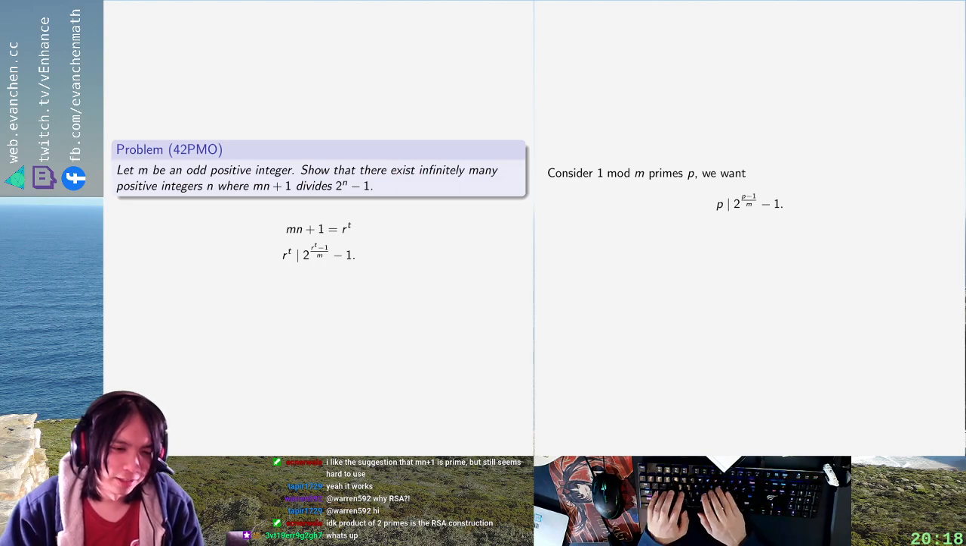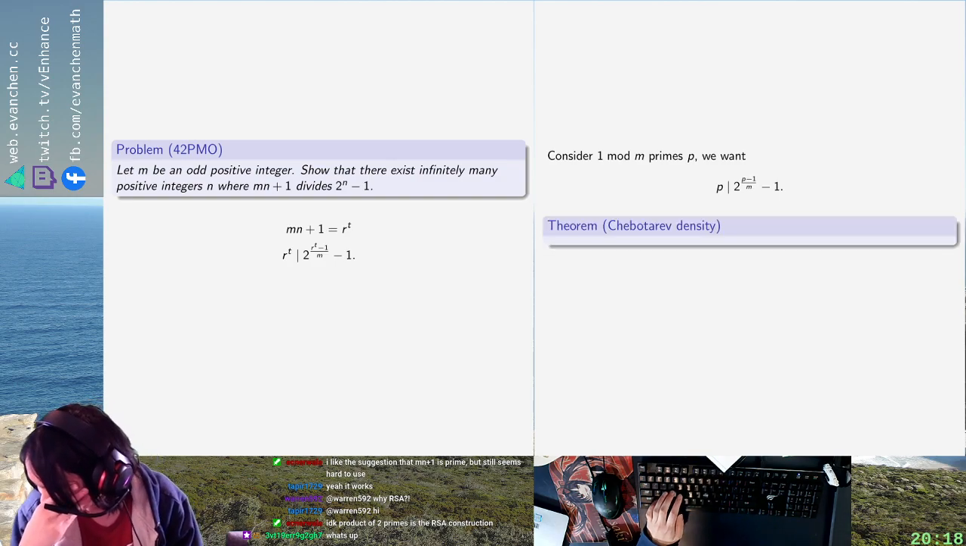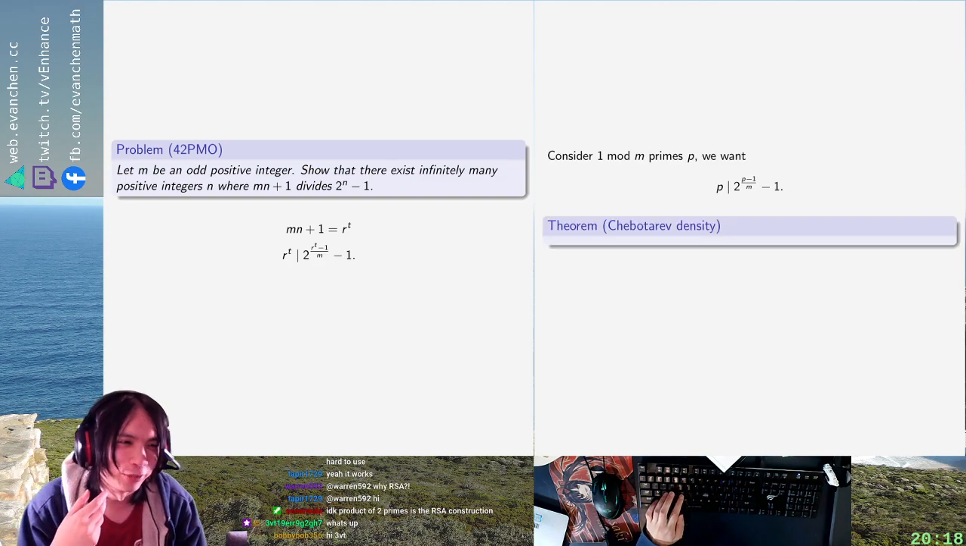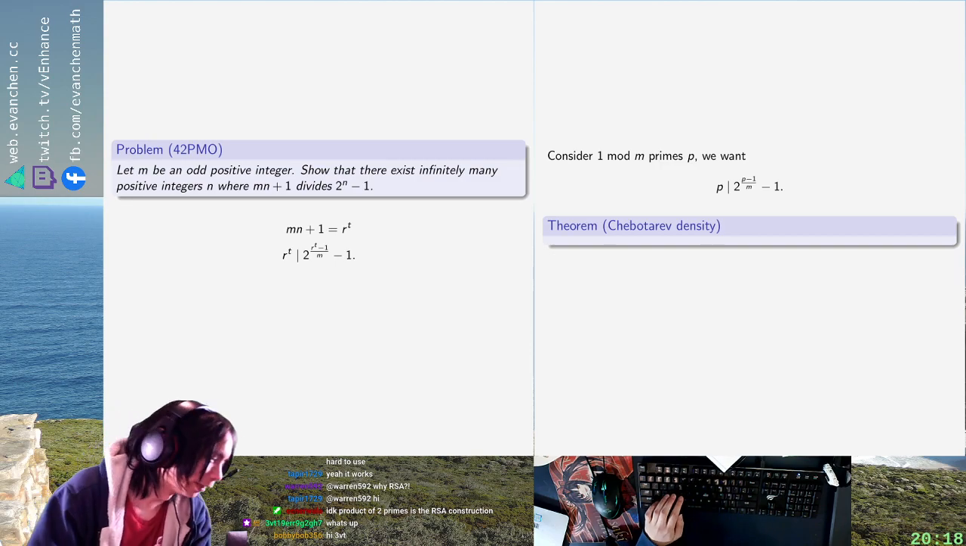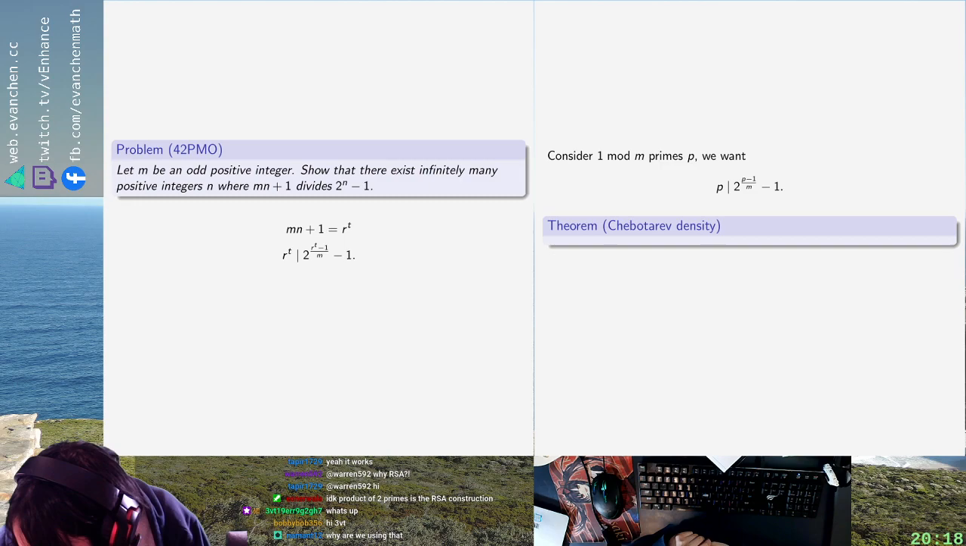Theorem, Chebotarev density. I don't actually remember exactly how this theorem goes. But basically it should tell me that among such primes this will work about 1 over m of the time. I'm such a bad person. Oh no.